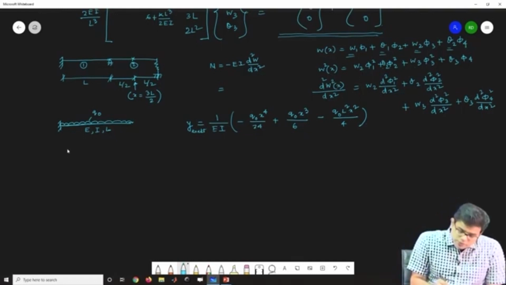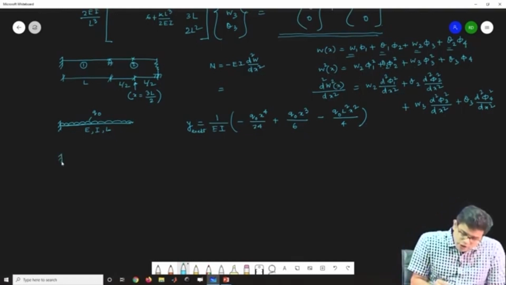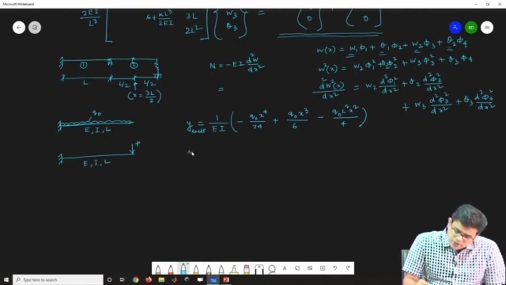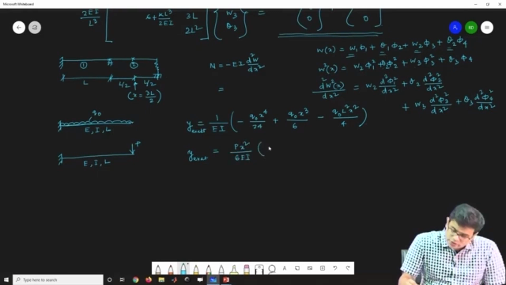Now suppose you have a cantilever beam with a point load, that is P. So in this case also we know what the solution is. So what is the exact solution? Y exact is P x square by 6 EI, then 3L minus x.